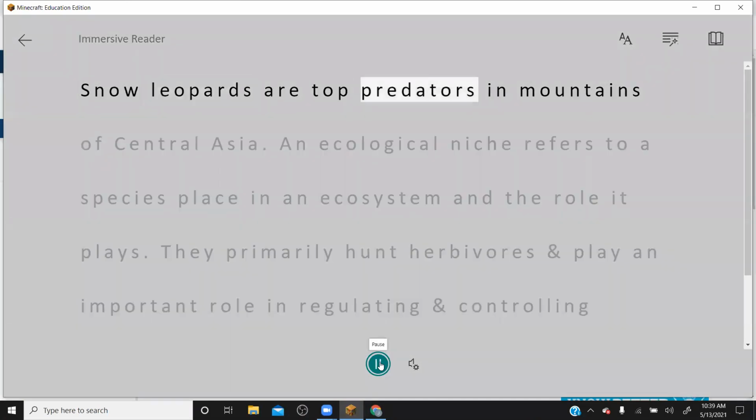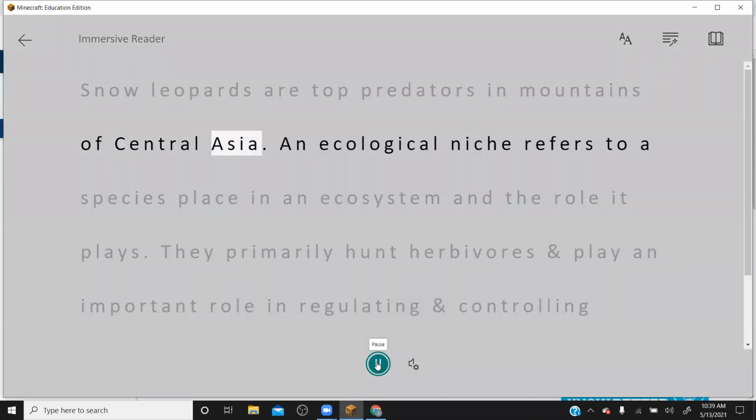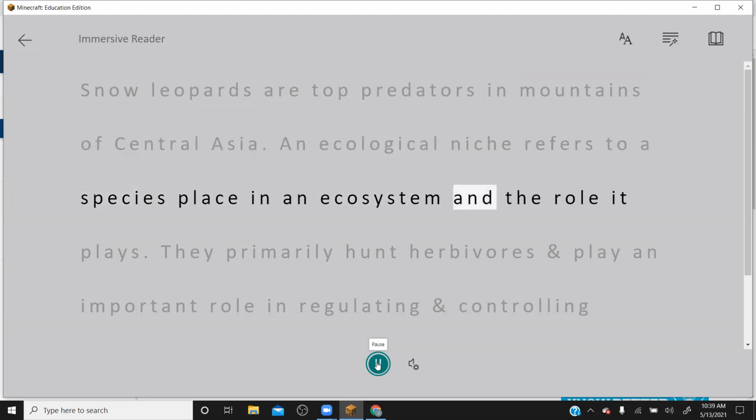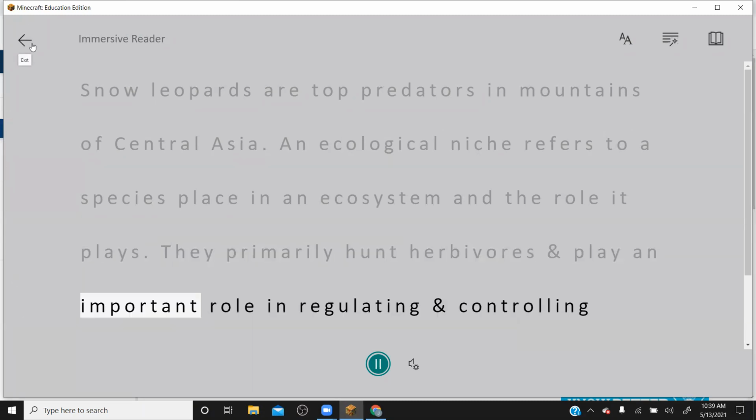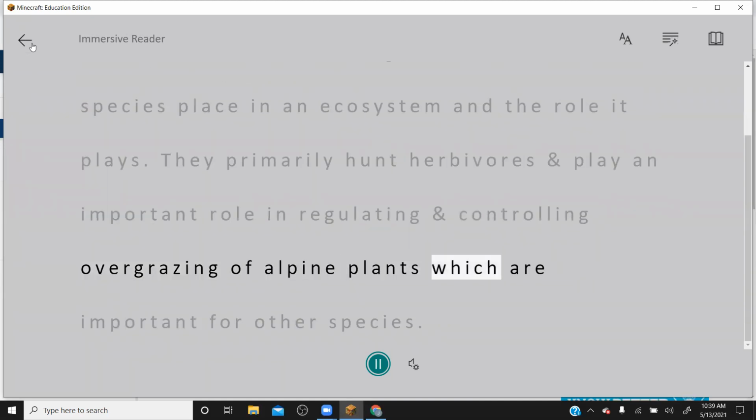Snow leopards are top predators in mountains of Central Asia. An ecological niche refers to a species' place in an ecosystem and the role it plays. They primarily hunt herbivores and play an important role in regulating and controlling overgrazing of alpine plants, which are important for other species.